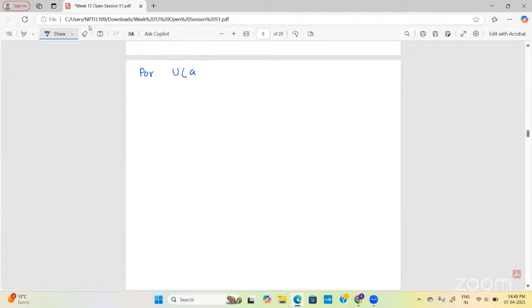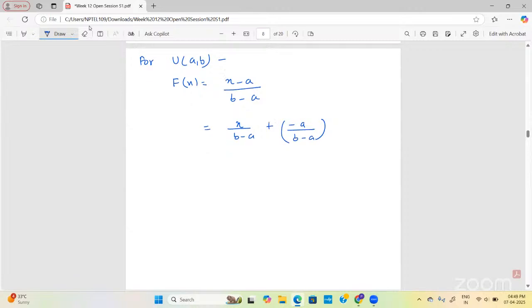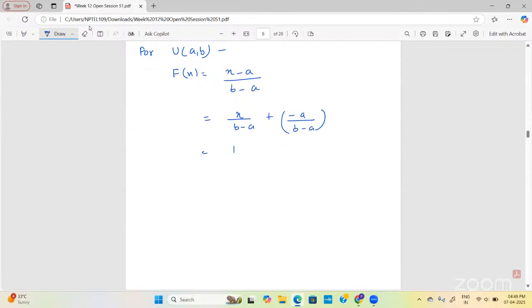If you want to see the graph for the CDF of the uniform distribution, for uniform(a, b), F(x) is generally defined as (x minus a) divided by (b minus a), right? This is the CDF function for uniform(a, b). I can write this function as x upon (b minus a) plus minus a upon (b minus a). Or I can write it like this: 1 upon (b minus a) into x plus minus a divided by (b minus a). So this is the function.